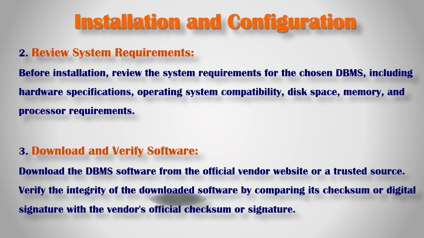2. Review system requirements. Before installation, review the system requirements for the chosen DBMS, including hardware specifications, operating system compatibility, disk space, memory, and processor requirements. 3. Download and verify software. Download the DBMS software from the official vendor website or a trusted source. Verify the integrity of the downloaded software by comparing its checksum or digital signature with the vendor's official checksum or signature.